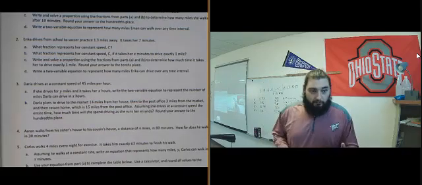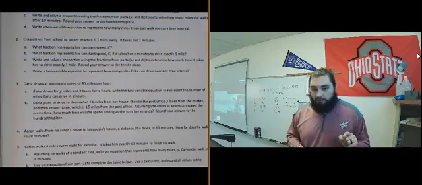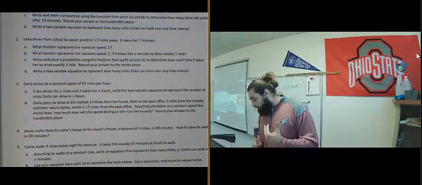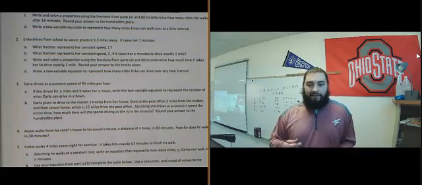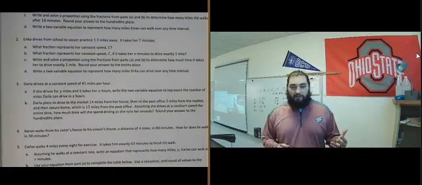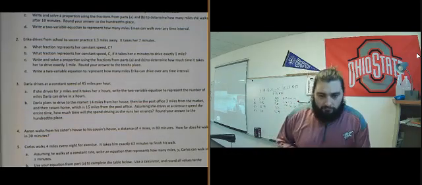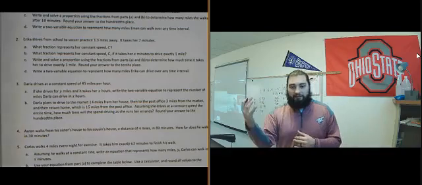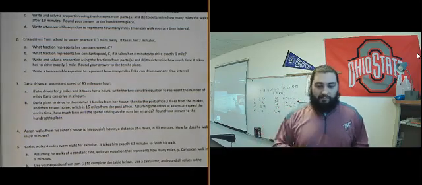Erica drives from school to soccer practice 1.3 miles away, and it takes her 7 minutes. For part A, they want to know what fraction represents her constant speed. We assume that she drives at a constant speed, so we have to take our pieces of information and put them together in a fraction to represent that constant speed. Speed, as always, is distance divided by time.